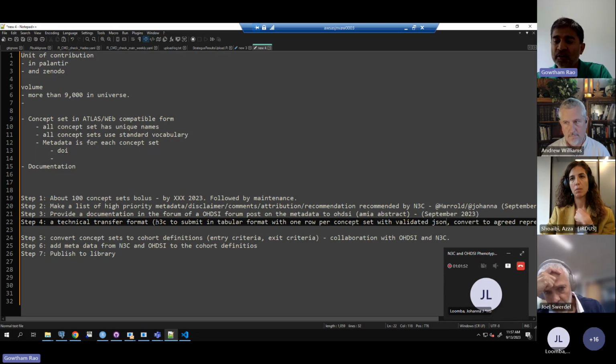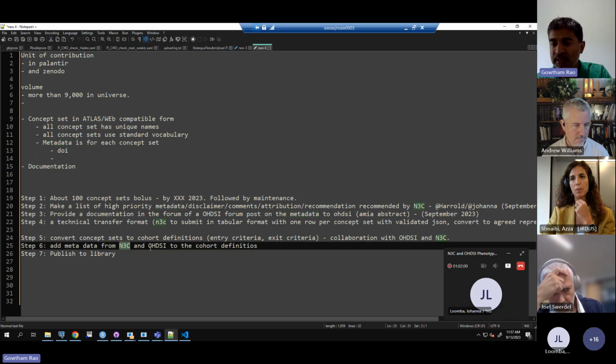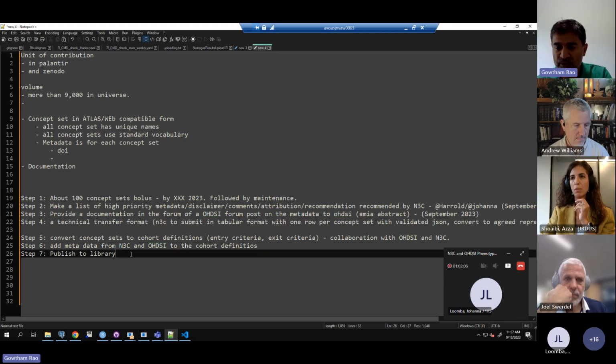Step number 6 is the metadata that we agreed upon as part of step number 2 will be part of step number 6. That's how to tag it. And then OHDSI will also add its standard metadata to it, and then we'll publish it to the library.